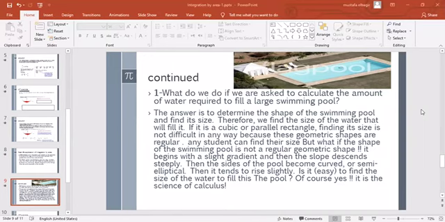It begins with a slight gradient and then the slope descends steeply. Then the sides of the pool become curved or semi-elliptical. Then it tends to rise slightly. It is not easy to find the size of the water to fill this pool.